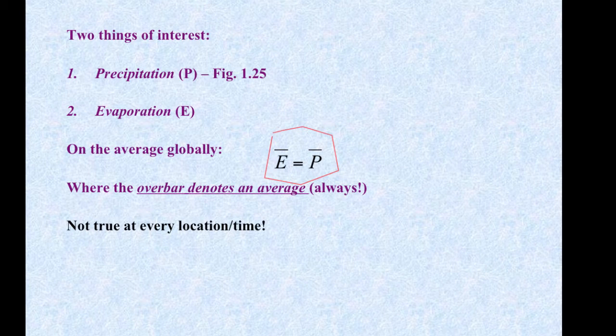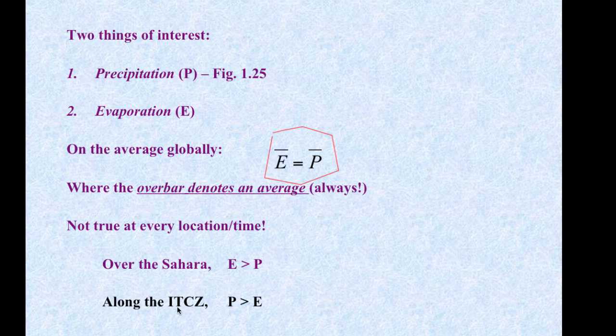This is not true at any given location, and it isn't necessarily true for a particular time. So this is an average over, say, a year or a decade, and maybe over an entire area such as all of North America. You can easily imagine, for example, that over the Sahara Desert, evaporation exceeds precipitation. And along the intertropical convergence zone, precipitation exceeds evaporation.